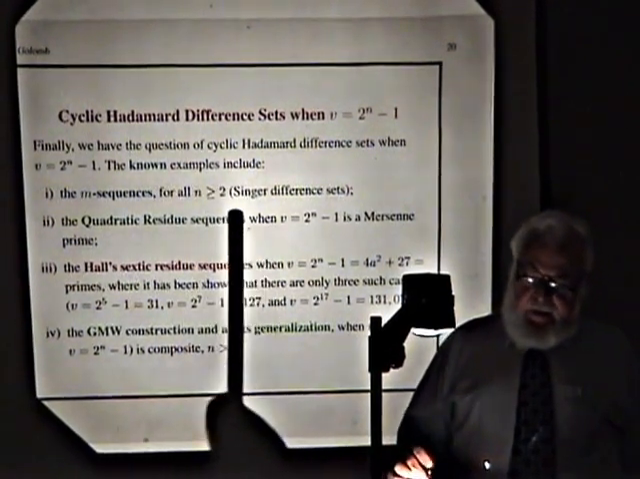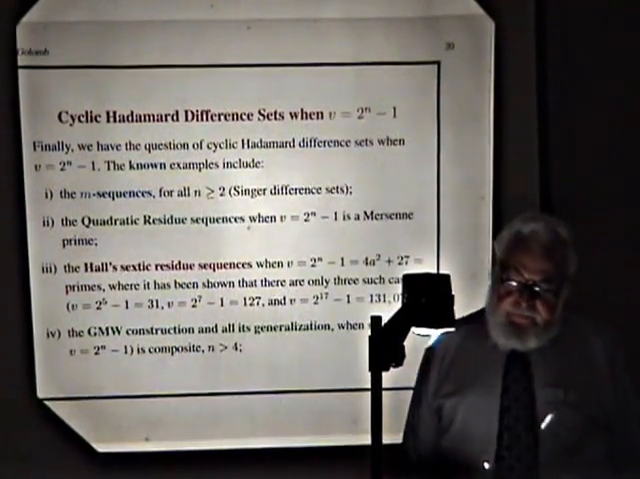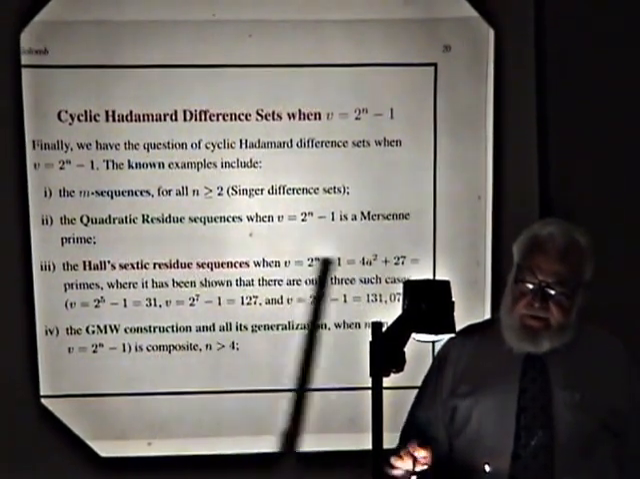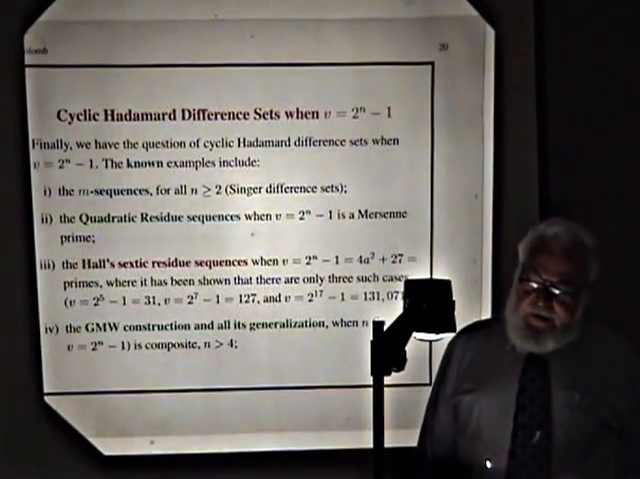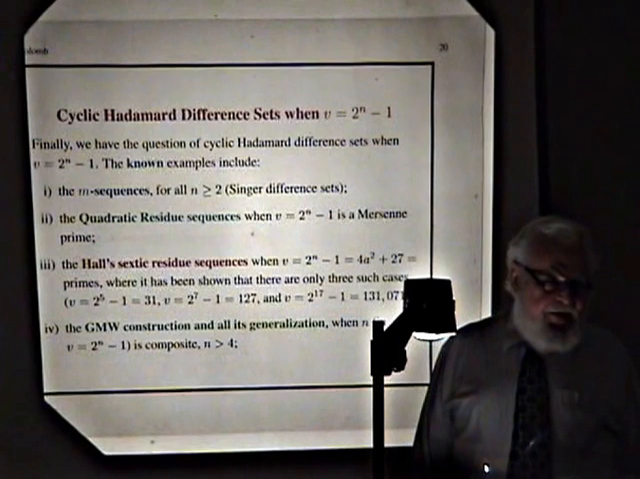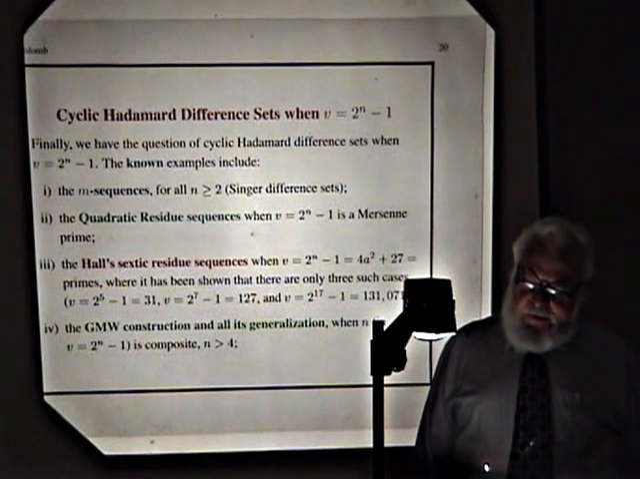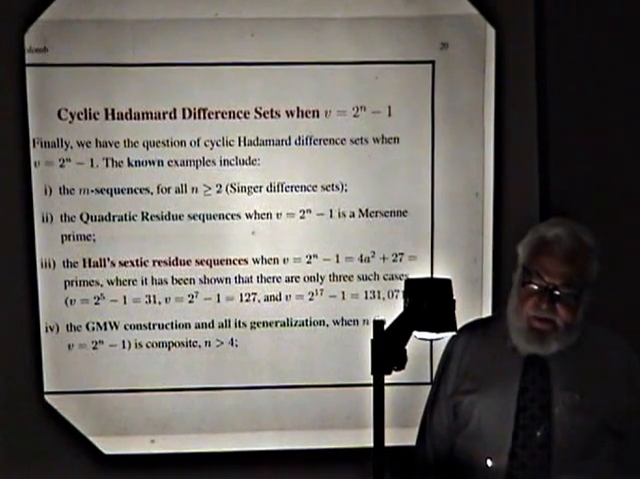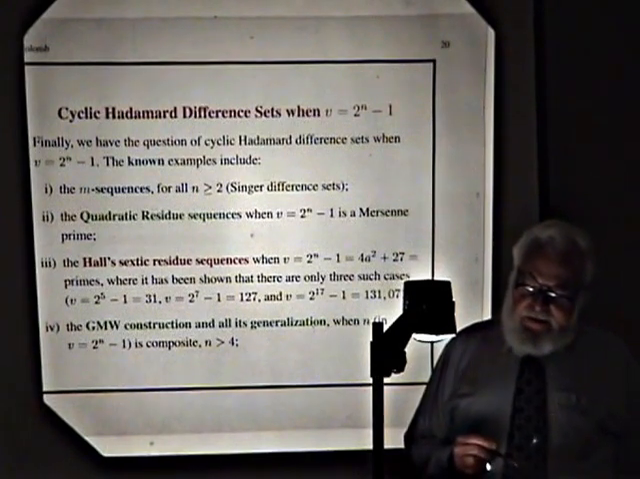So first of all, we know of the M sequences for all n greater than or equal to 2. These go back in the literature to the 1930s under the name of Singer difference sets. Then you have the quadratic residue sequences when 2 to the n minus 1 is also prime. Primes of this form in the literature are called Mersenne primes. We know enough Mersenne primes now to have a plausible conjecture that there are infinitely many of them, but when we look at things as reasonable as that there are infinitely many twin primes, the proof that there are infinitely many Mersenne primes is nowhere on the horizon at all. But anyhow, this should occur probably infinitely often.